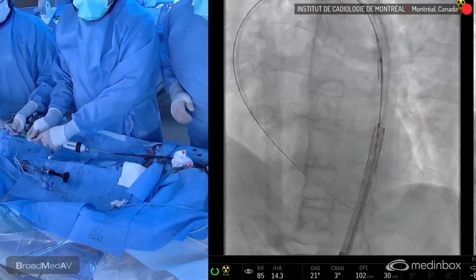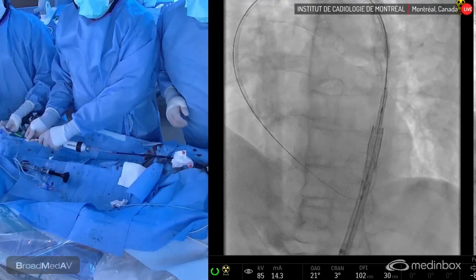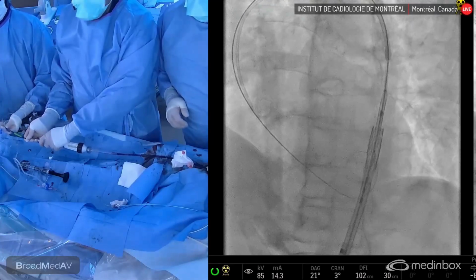Just trying to find the right angulation to be able to load the valve onto the balloon. Often it's more cranial, not in this case.